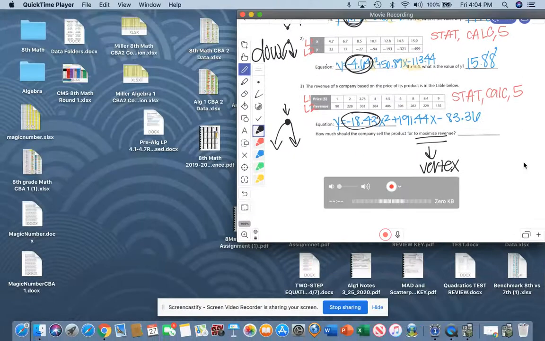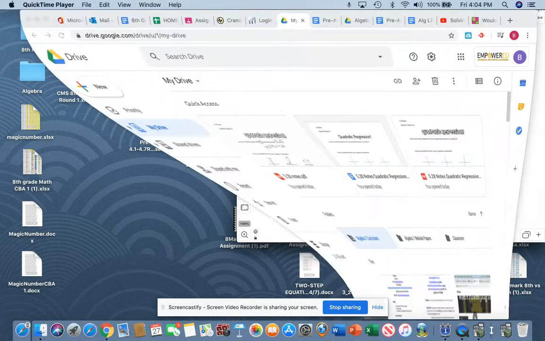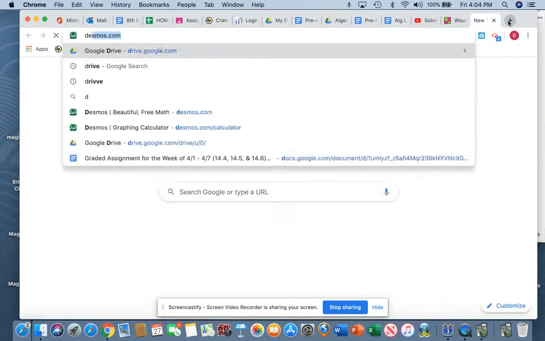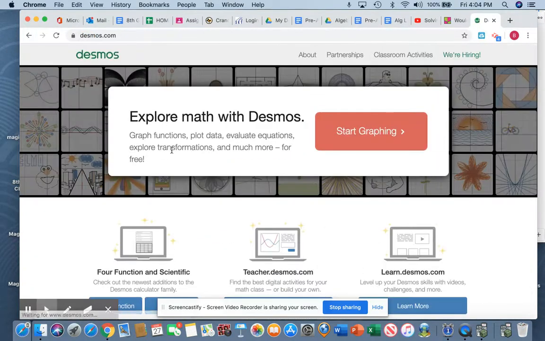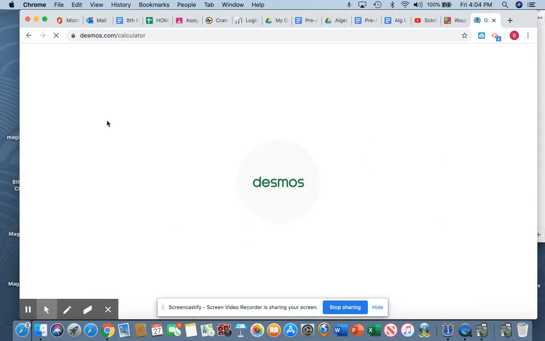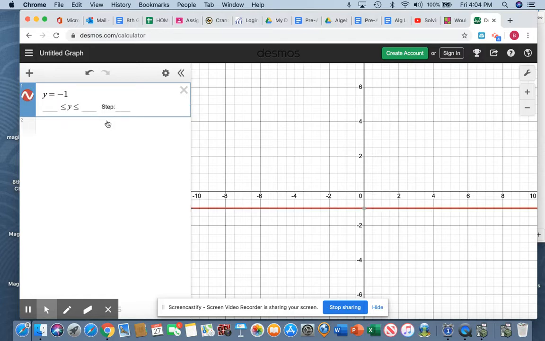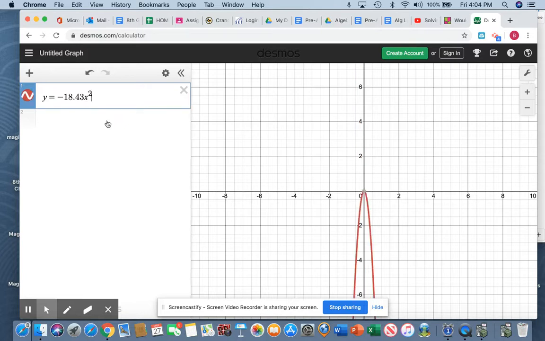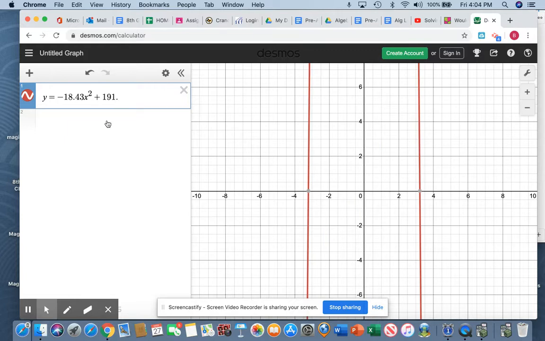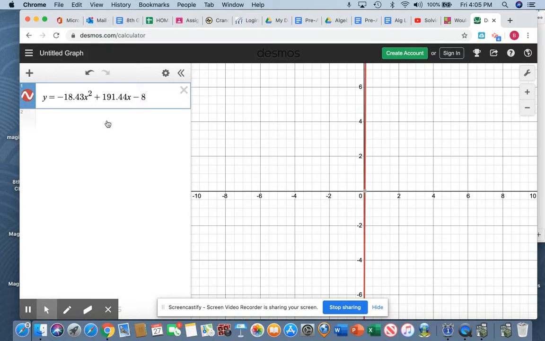However, I think the easiest way to do this would be on Desmos. So I'm going to pull up Desmos for us. And I'm going to plug in what we got. Y equals negative 18.43x squared plus 191.44x minus 83.36. Okay, so I'm going to zoom out because I can't see what's going on.